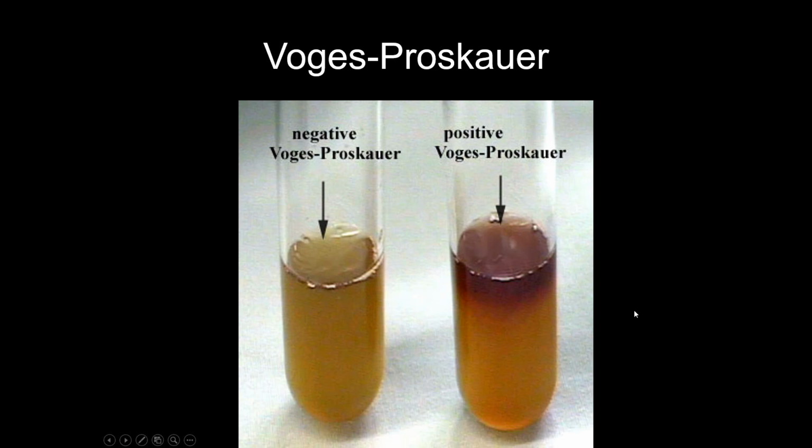Voges-Proskauer is the VP part of MRVP. If it turns red, it's positive. If it doesn't, it's negative. Remember, this is the one where you do have to wait a full hour for the test results in order for you to see whether or not it really was a negative test. This one is detecting acetoin, which may be present if we ferment it, and Enterobacter is one that makes it.